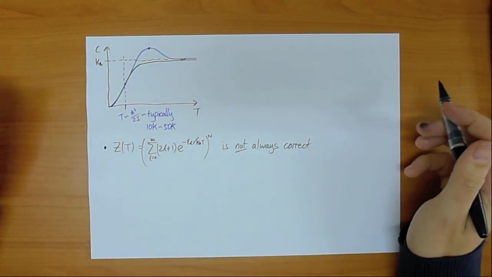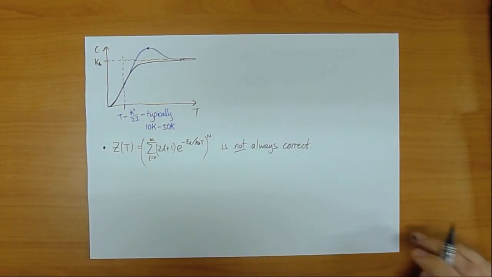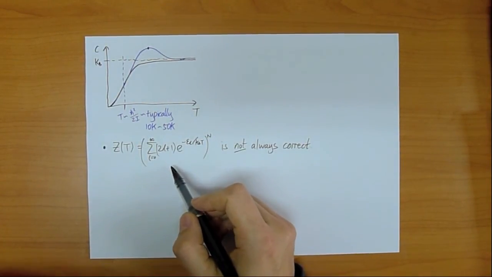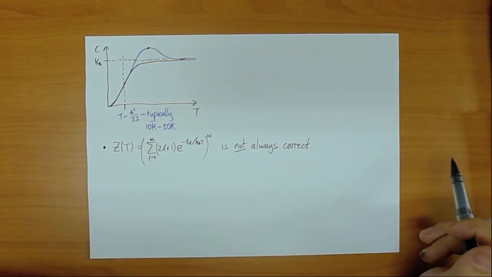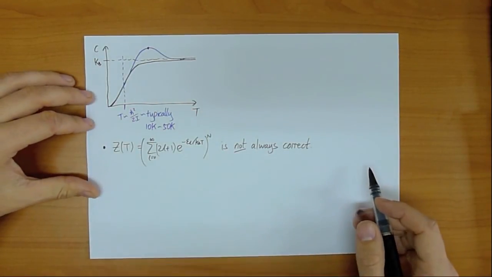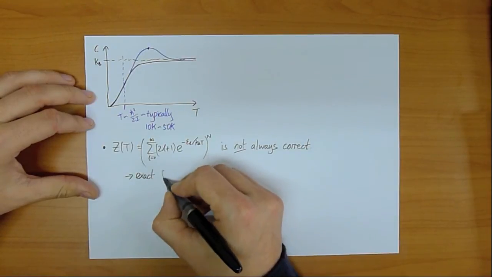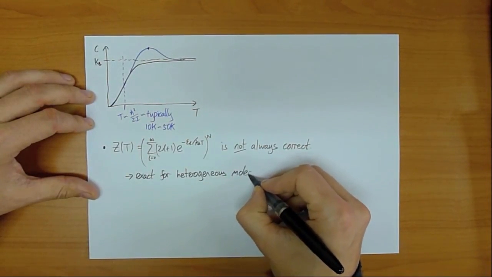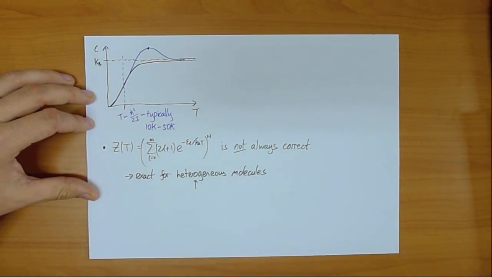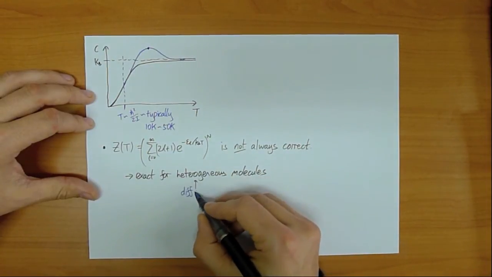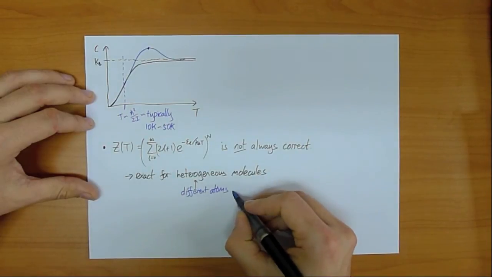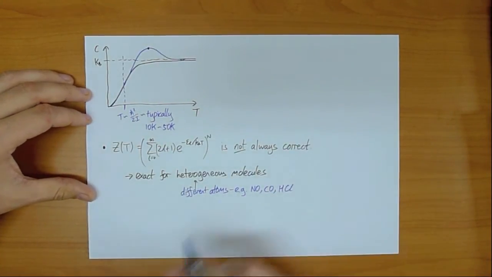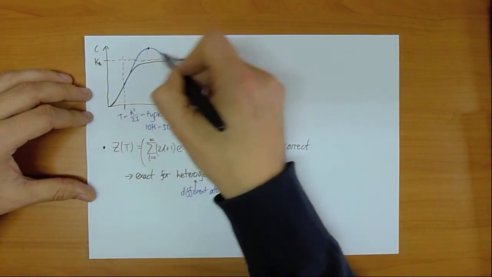Okay, so the reason it's not always correct is to do with some subtleties of the quantum mechanics in the case where both atoms in the molecule are the same. In particular, it is exactly right if the molecule is heterogeneous. That means if the two atoms that make up the molecule are different. So this is exact for heterogeneous molecules. Here heterogeneous means that they have different atoms. For example, something like nitrous oxide, carbon monoxide, or hydrogen chloride, you will see that this sum is right, and you will see the heat capacity looking like this blue line here.